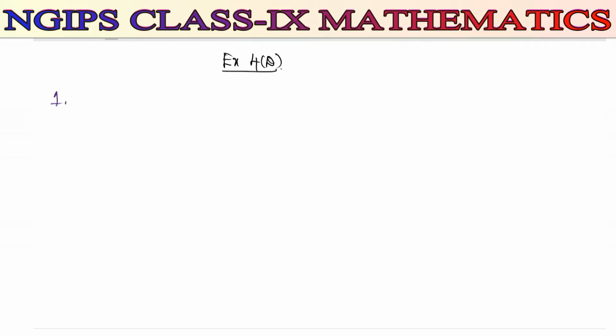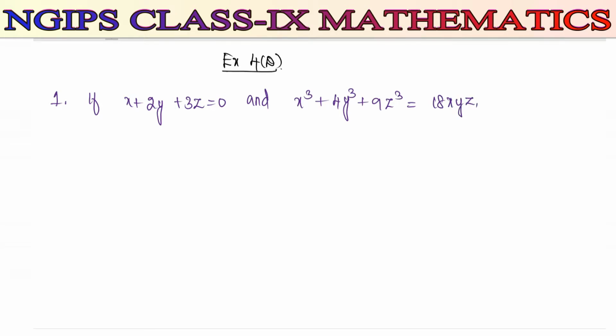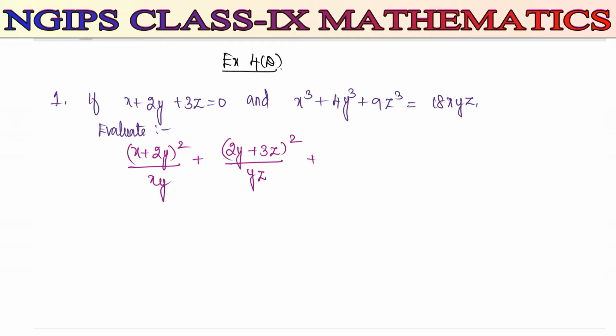Here we have the first problem: if x plus 2y plus 3z is equal to 0 and x cube plus 4y cube plus 9z cube is equal to 18 into x into y into z, we need to evaluate x plus 2y whole square divided by xy, plus 2y plus 3z whole square divided by yz, plus 3z plus x whole square divided by zx.